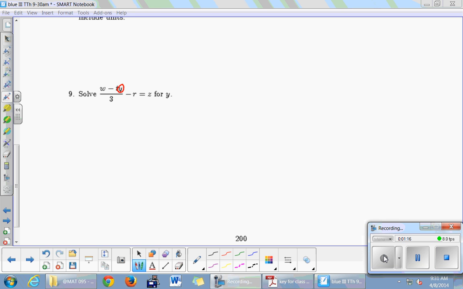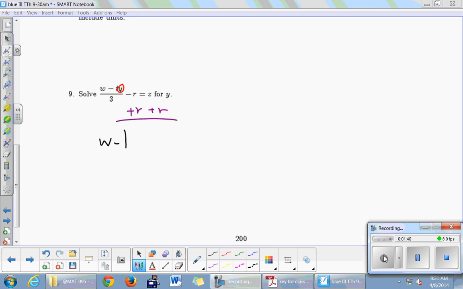There's only one of those pieces I just named that is accessible to us, that is ready to be moved over to the other side. The w, the t, the 3, or the r. Which one is just kind of hanging out on its own? Is the r. That minus r is not part of the fraction, right? So we're going to move that r over to the other side by doing what to both sides? Let's add r to both sides.